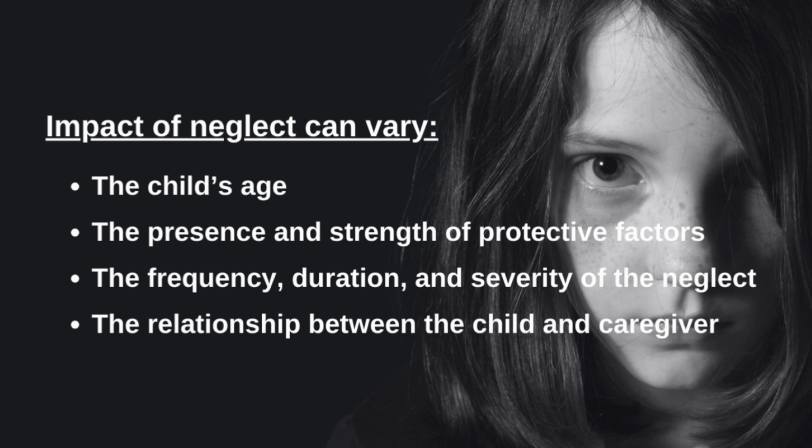The impacts in these areas are interrelated. Problems in one developmental area may influence growth in another area. In addition, research indicates that experiencing neglect along with other forms of maltreatment worsens the impact. However, the impact of neglect can vary based on the child's age, the presence and strength of protective factors, the frequency, duration, and severity of the neglect, and the relationship between the child and the caregiver.